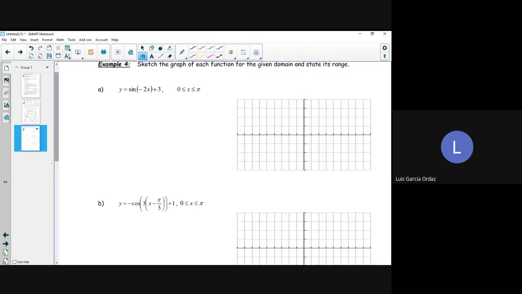Okay, and now we're going to get into some curve sketching. So we want to sketch the graph of each function for the given domain and state its range. So our first one is y is equal to sine of negative 2x plus 3.